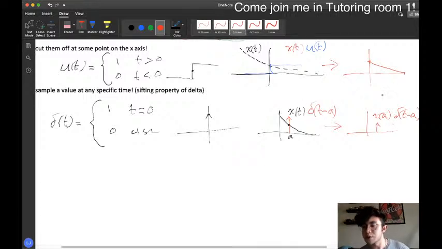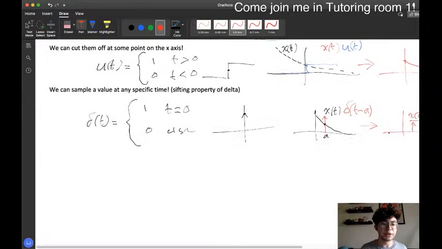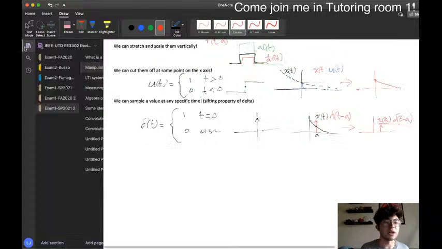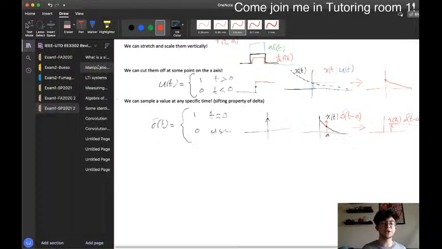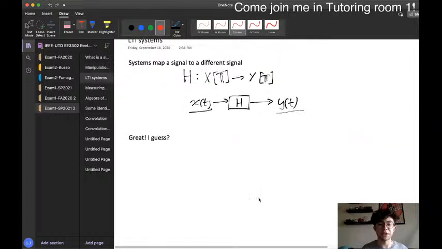One common confusion is thinking that this just gives us the value of the function, but no, this is not true. This gives us a delta function, a scaled delta. So yeah, that's how we can get a single value. We can get a value at any specific time by sampling it.